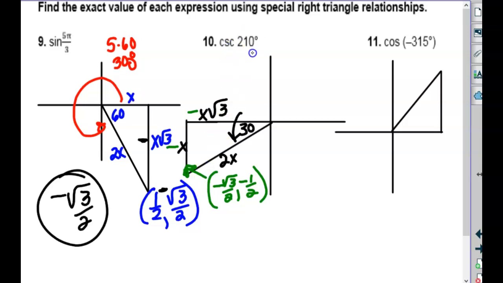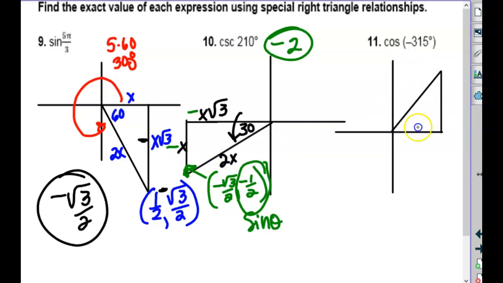So what's cosecant? It is hypotenuse over opposite, or it is the reciprocal of sine. Is this the sine right here? So can we just flip that over? Right? You could have done hypotenuse over opposite. 2x over negative x would just be negative 2.